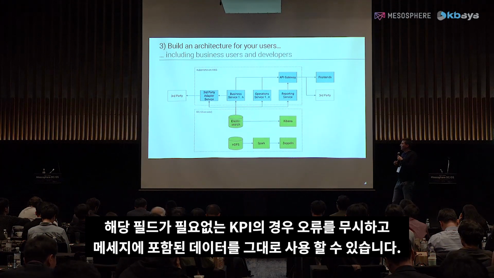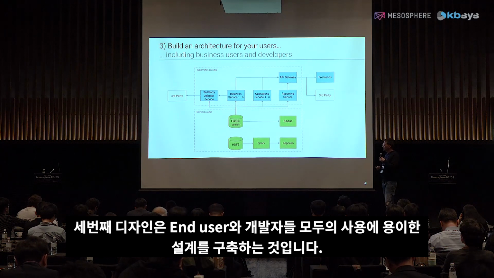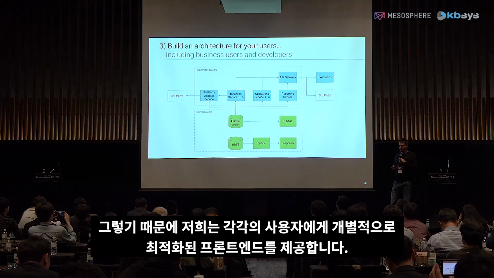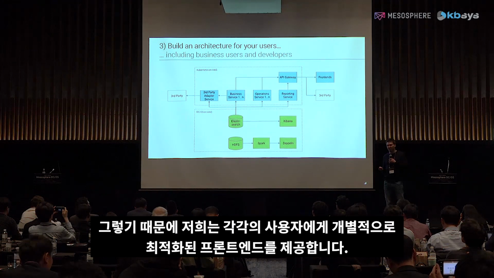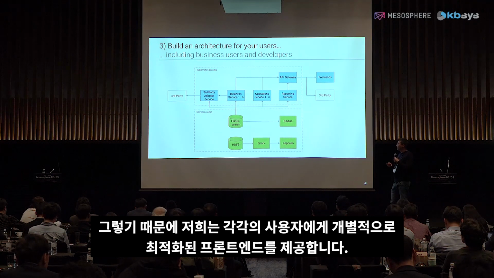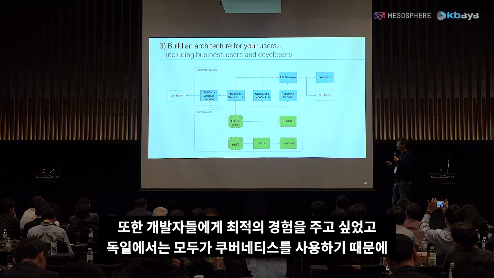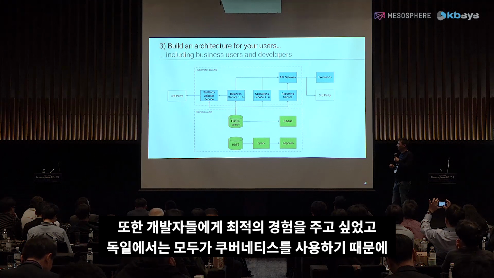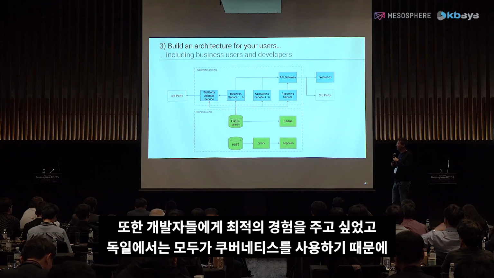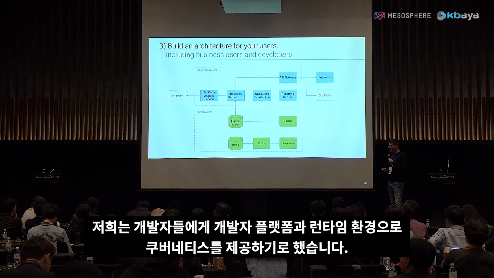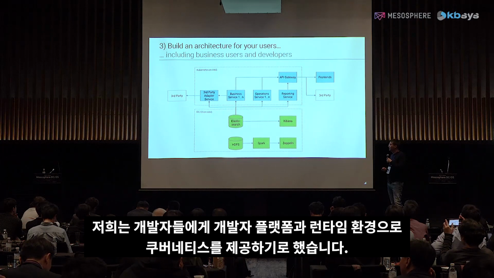And the third design decision is that we wanted to build an architecture for our users. And by users, I mean the end users, the business users, but also the developers. And that's why we decided to provide each type of user with their own front end that is optimized for them. And we also wanted to give the developer the best possible experience. And at least in Germany, pretty much everyone is using Kubernetes these days. So we decided to give the developer Kubernetes as a development platform and runtime environment.